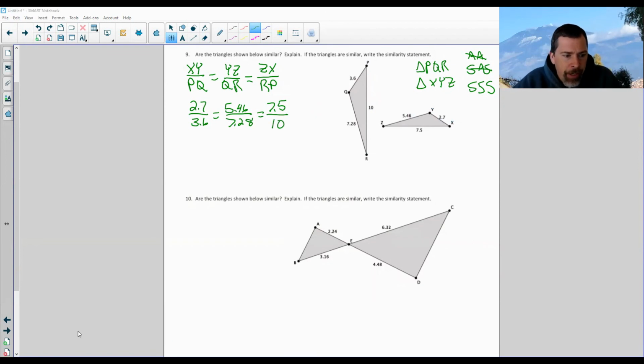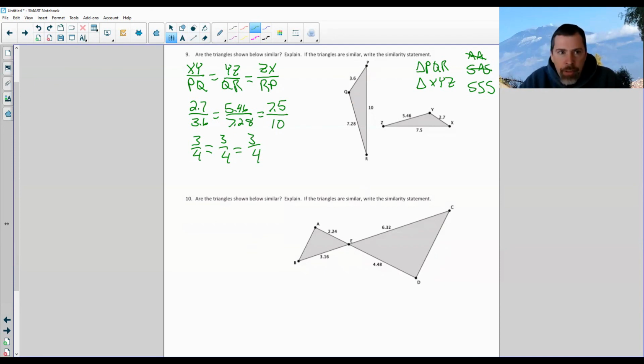Now I get my calculator out. 2.7 divided by 3.6 equals 0.75. So that reduces to 3/4, 0.75. Then we do the next one, 5.46 divided by 7.28, enter. And that is also 3/4. So I write 3/4 equals, well, 7.5 divided by 10 is obviously 3/4. Look at that, they're all equal. We do have a proportion and it's because of side, side, side.